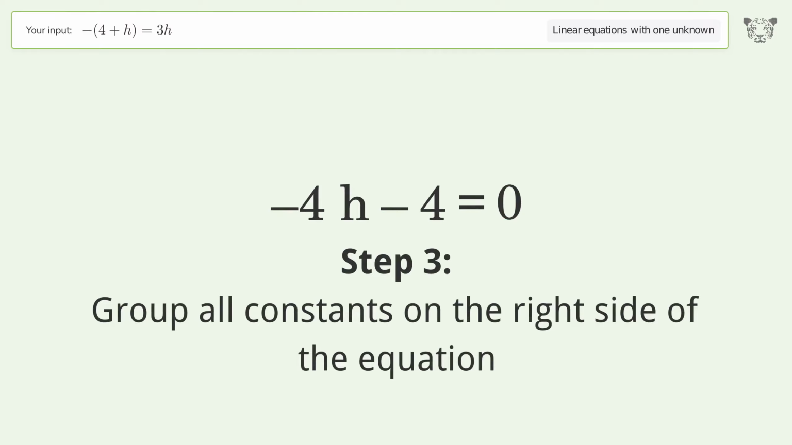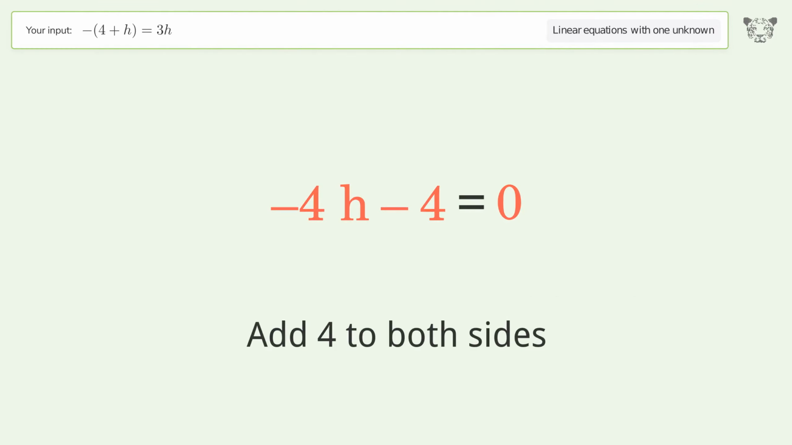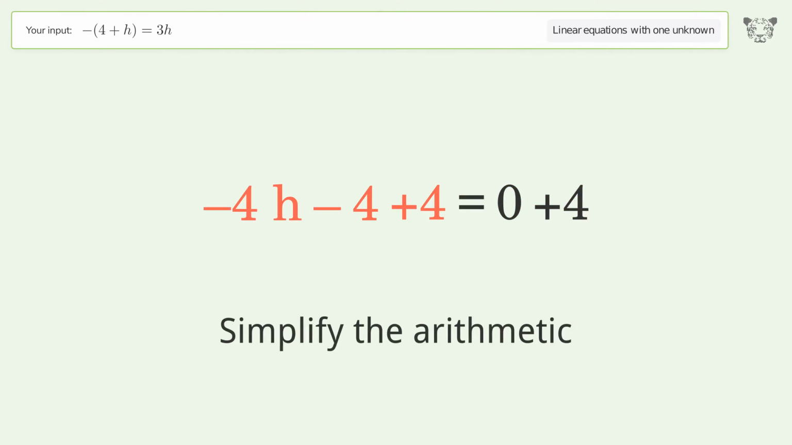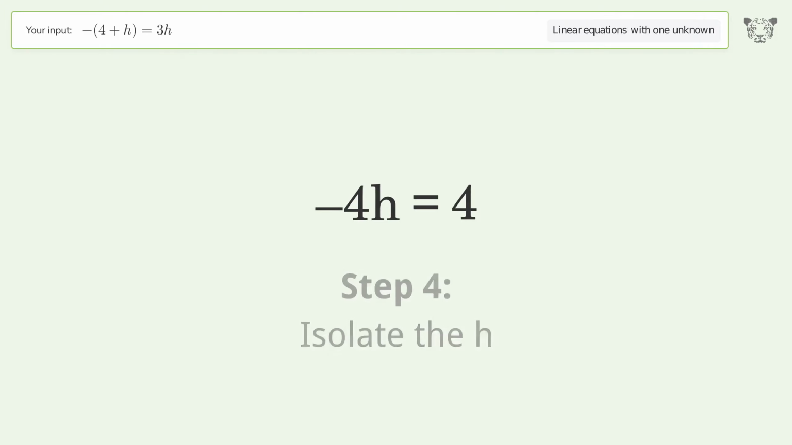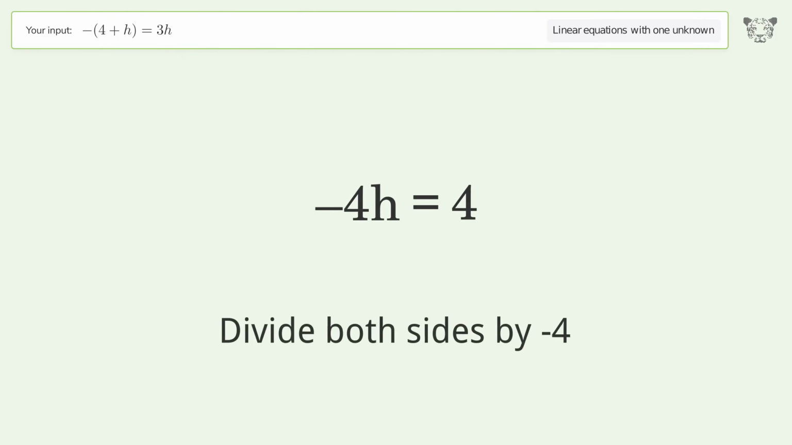Group all constants on the right side of the equation. Add 4 to both sides. Simplify the arithmetic. Isolate the h. Divide both sides by -4.